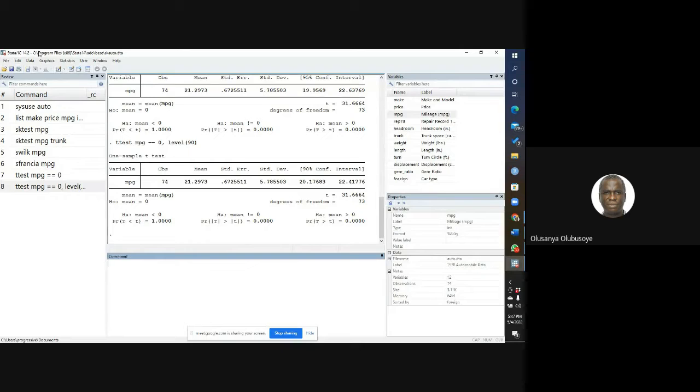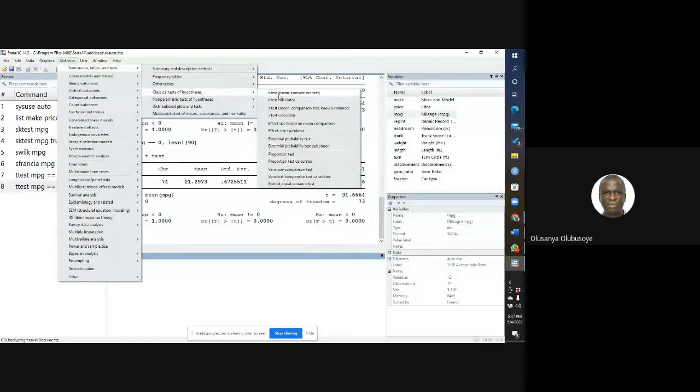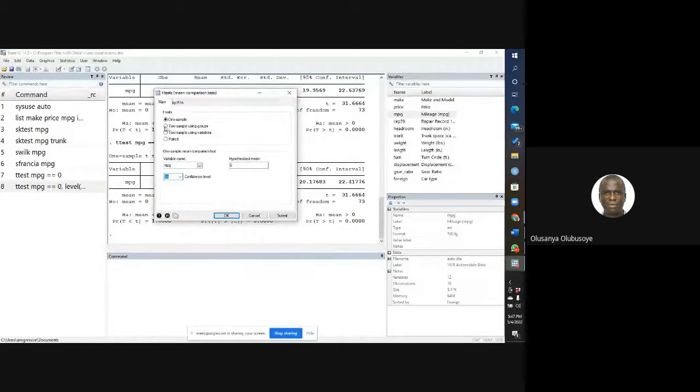So the next one is when we have two samples. So sometimes also we could have two samples. You see something has changed when it's one sample.